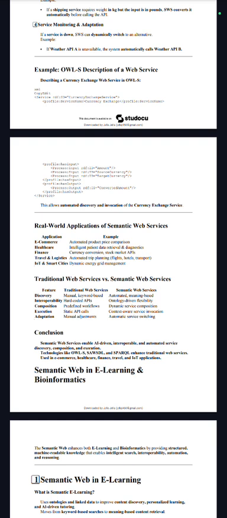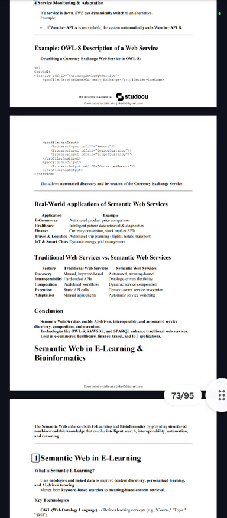IoT and smart cities: dynamic energy grid management. It mostly manages energy, and it is also used for industry to build smart cities. It's a high-tech city, but it uses energy efficiently by using the semantic web.